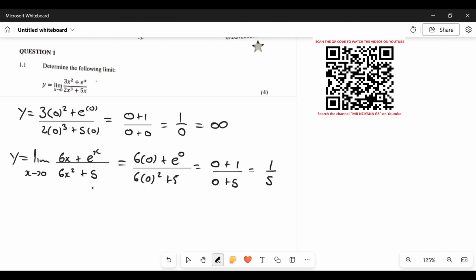So that is going to be our limit. So the limit here is actually 1 over 5.